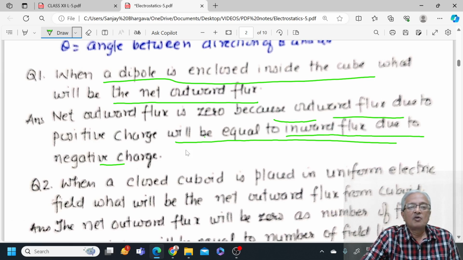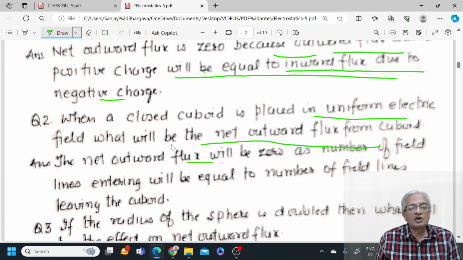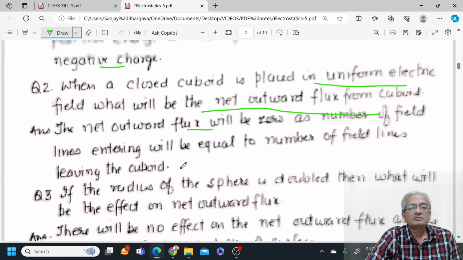Another situation, what happens now? When a closed cuboid is placed in a uniform electric field, what would be the net outward flux from the cuboid? Now, if you place a cuboid in the field which is uniform, that means uniform field would always have equally spaced electric field lines in the same direction. So the number of field lines entering the cuboid would be the same as the number of field lines leaving the cuboid, and in that case, once again, the net outward flux would be 0.